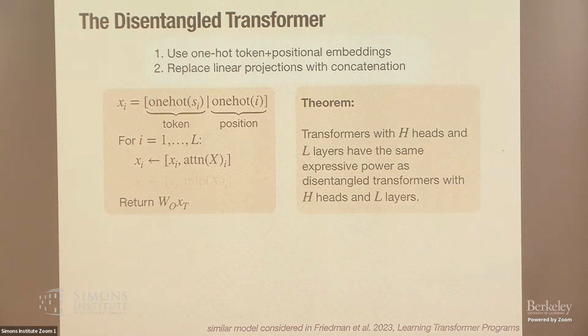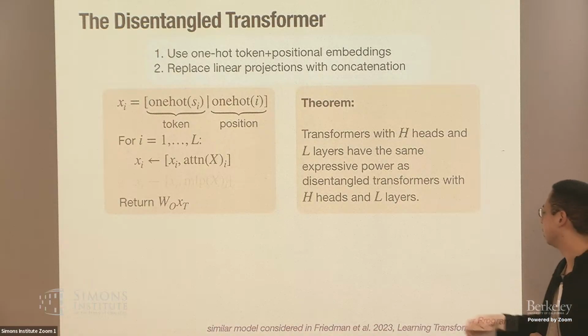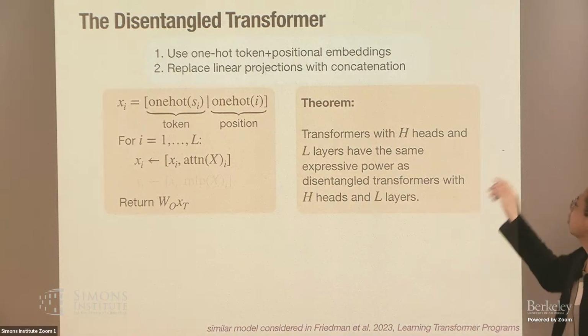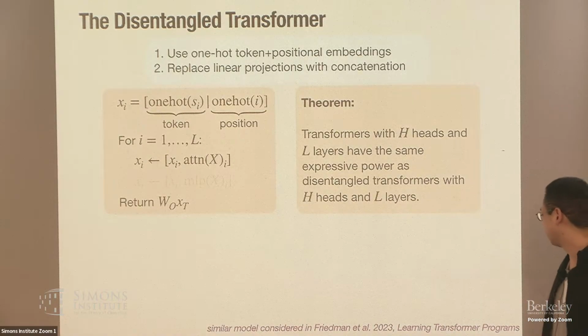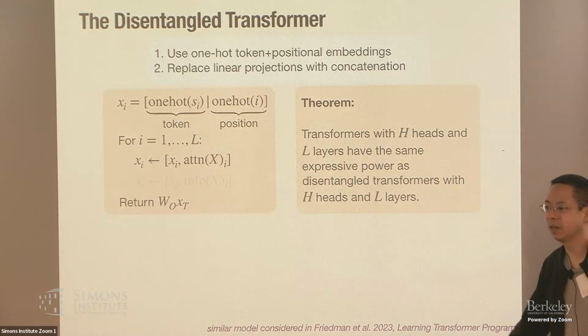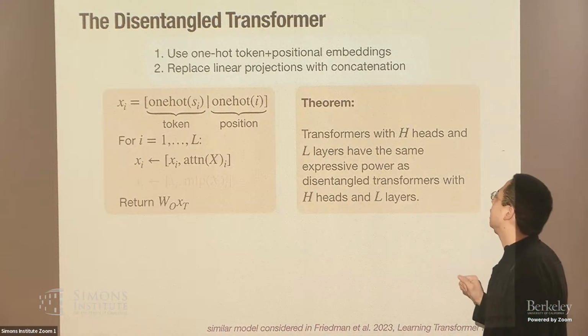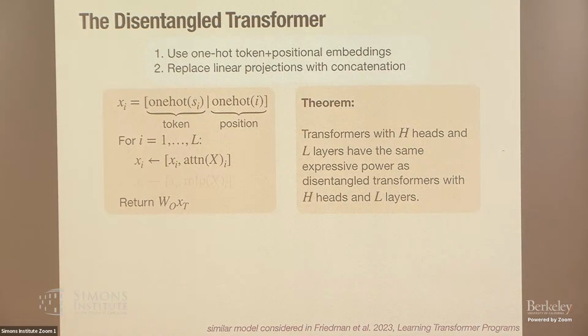Also, we remove MLPs. It turns out MLPs aren't needed for this task, and their experiments were also without MLPs. But with MLPs, they also found essentially the same thing. So this is called a disentangled transformer. It was proposed by my colleagues, Danqi Chen's group, when they were studying mechanistic interpretability. But it's just a very convenient way to mathematically think about these. They have the same exact expressive power. You lose nothing in terms of expressive power.